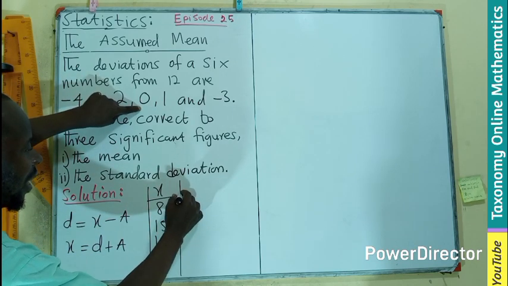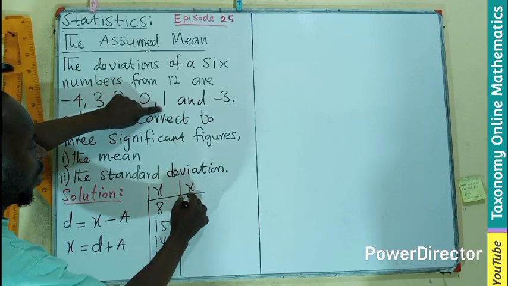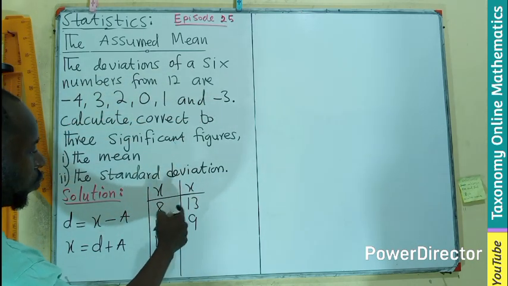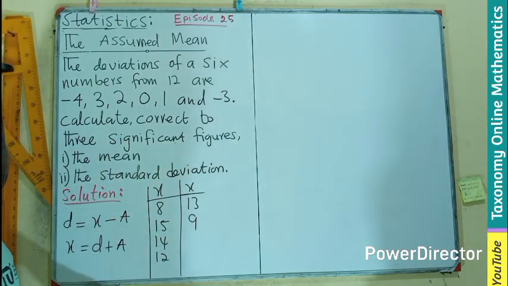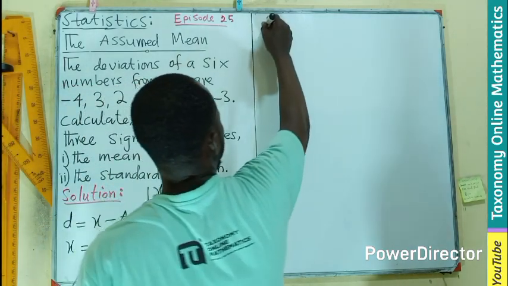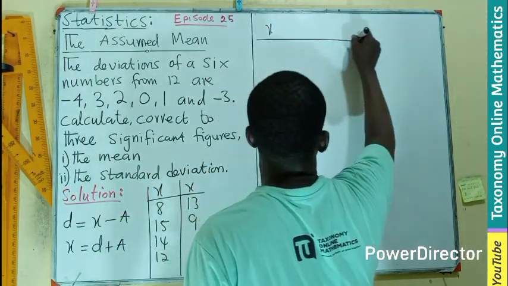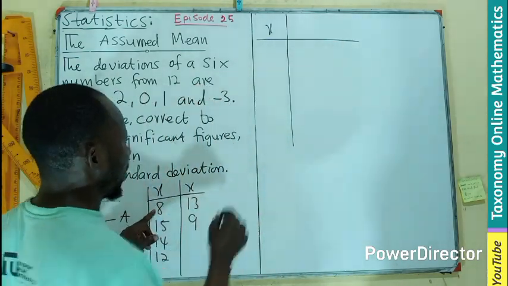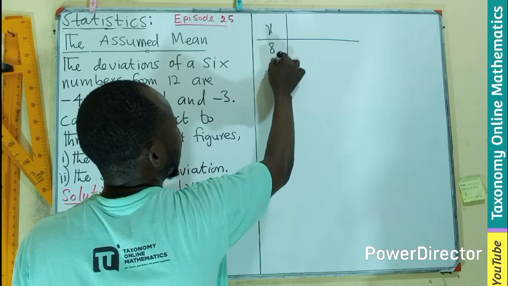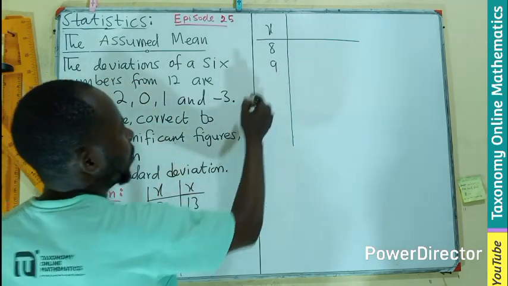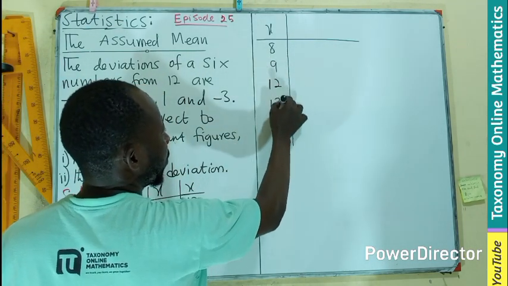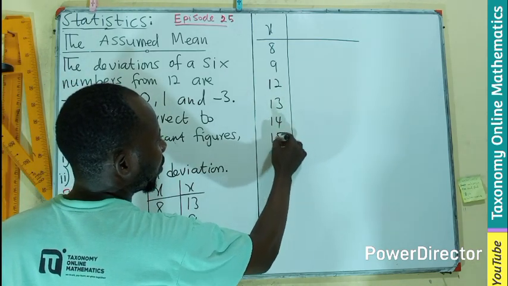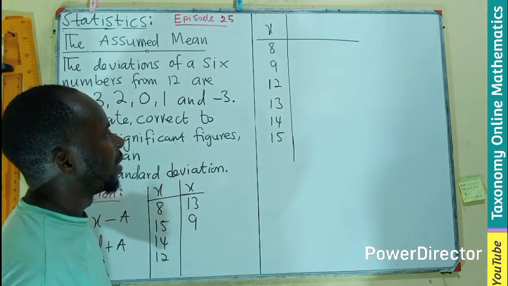Let's continue to this side. Plus 12 will be 13. Plus 12 will be 9. 1, 2, 3, 4, 5, 6. These are the X values. So if I have my X values, writing them in ascending order, yes, ascending order, we have 8, 9, 12, 13, 14, and what? 15.